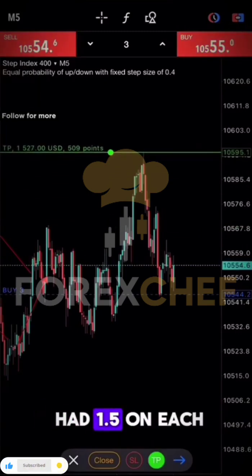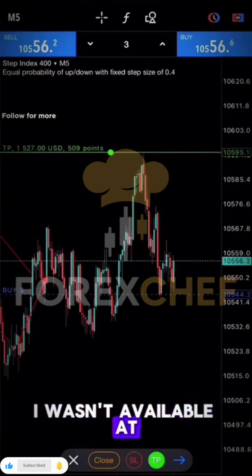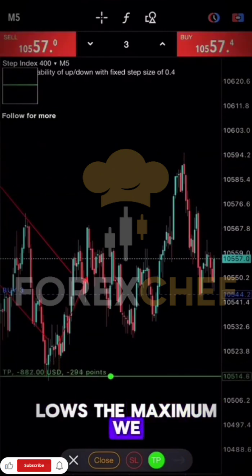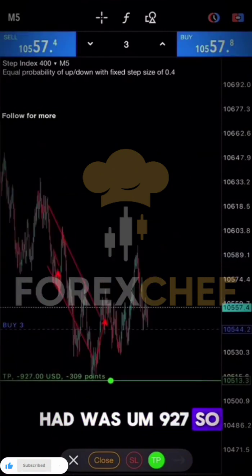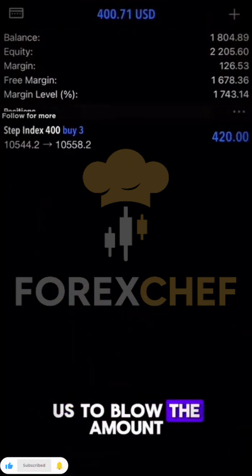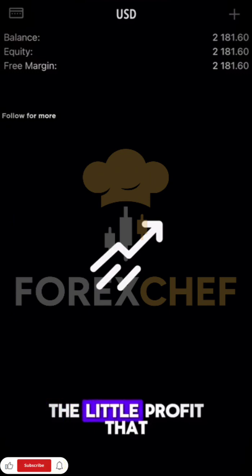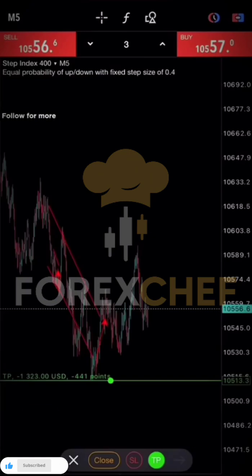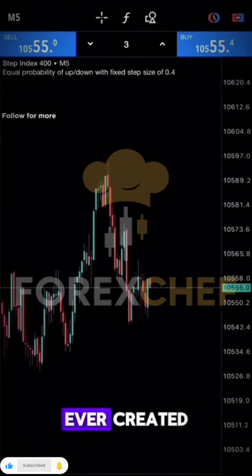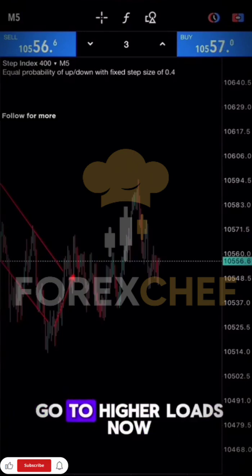Imagine I would have had 1.5 on each lot, but no, I wasn't available at the time, and the maximum loss we had was 927. So it's not enough for us to blow the account. Since we're in 2000, we just closed the little profit that we have for now. So now we're in 2.1. I think it's safe to say that we need to go to higher lots now.